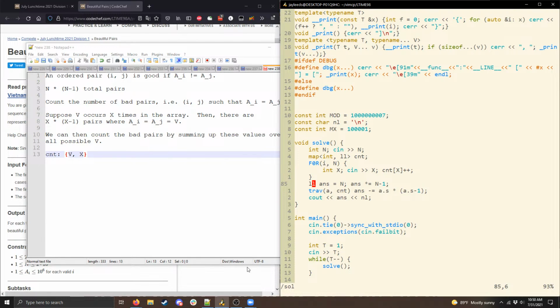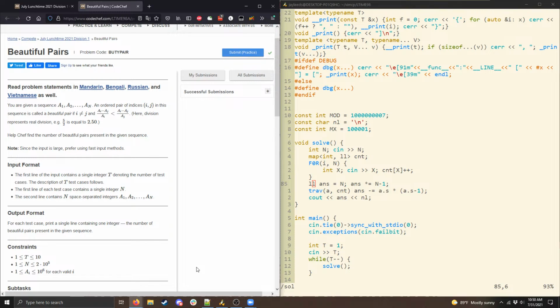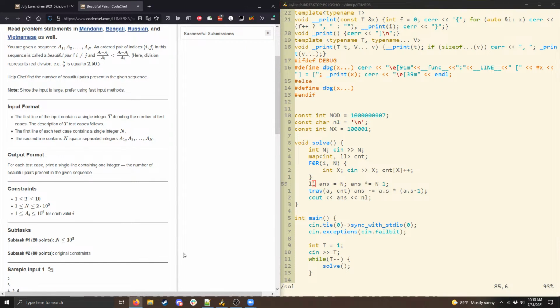Tonoi Sarwar asks, prefer using fast input method. What does that mean in the problem statement? So essentially, in this problem, there can be 10 test cases, each with up to 200,000 numbers. And so that means there can be 2 million numbers. And in that case, if you use a slow input method, then you might get TLE.